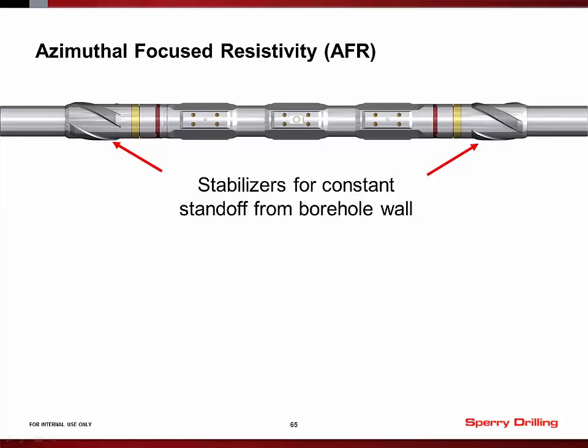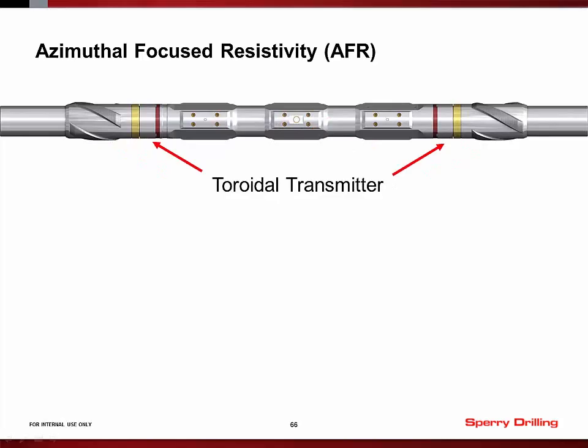This picture shows you what the tool itself actually looks like. We've got stabilizers at each end of the tool. These stabilizers are just slightly smaller than the borehole, and they're there to keep the tool centralized in the borehole and to minimize the amount of wear that we get on these pads which carry the measurement electrodes. Next to the stabilizers you have these covers which conceal the toroidal transmitters. There's one here and there's one at the other end.